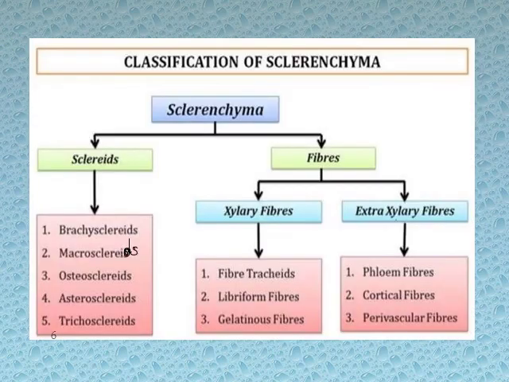So here we have the overall classification of Sclerenchyma. As you know, the Sclerenchyma is classified into two types. One is Sclereids, the other one is fibers. Furthermore, the Sclereids are categorized on the basis of their shape and thickness of wall. So here we have the types of Sclereids. One is Brachysclereids, then we have Macrosclereids, then Osteosclereids, Astrosclereids, and in the end we have Trichosclereids.